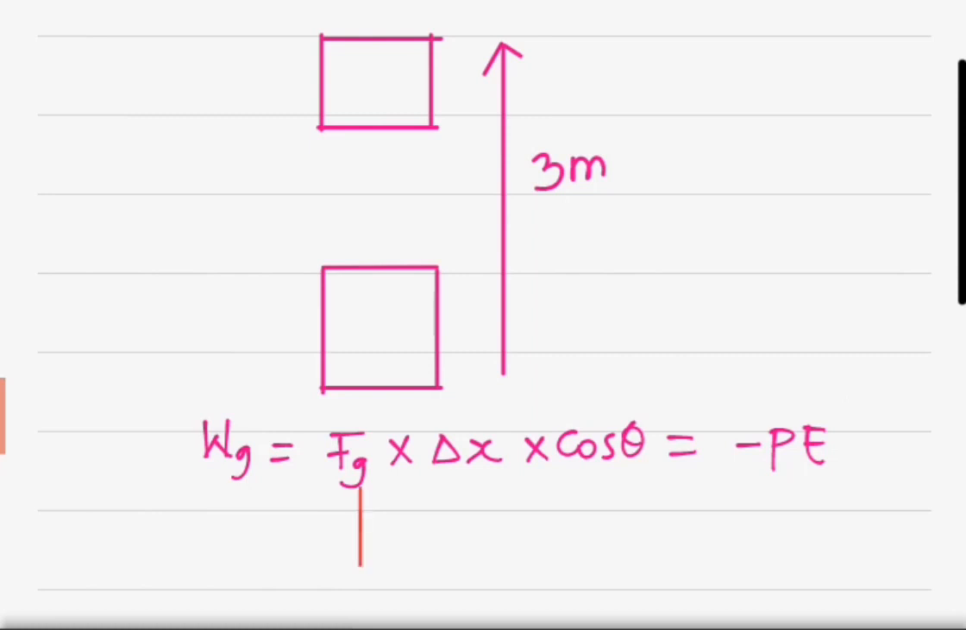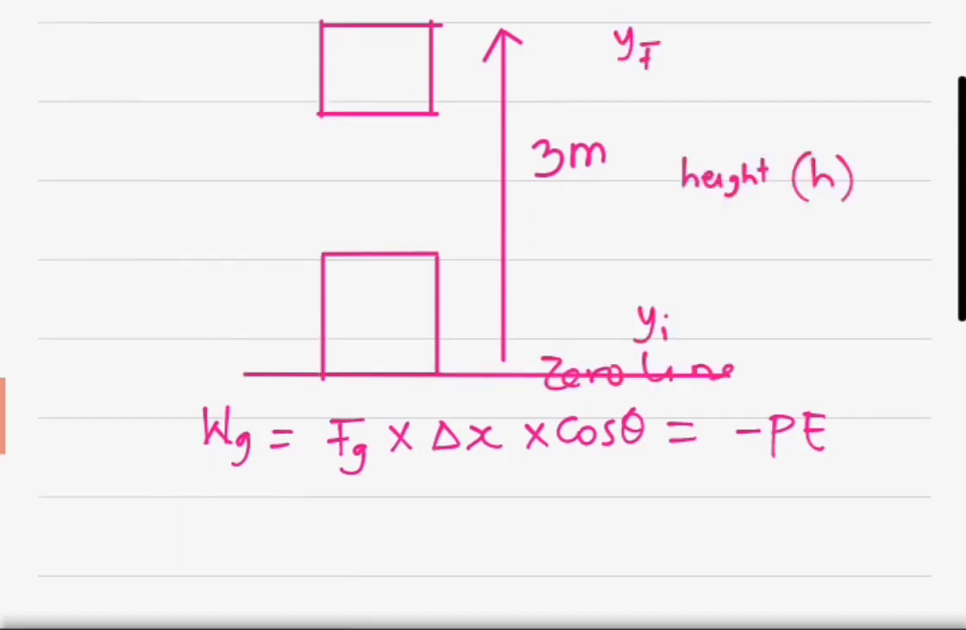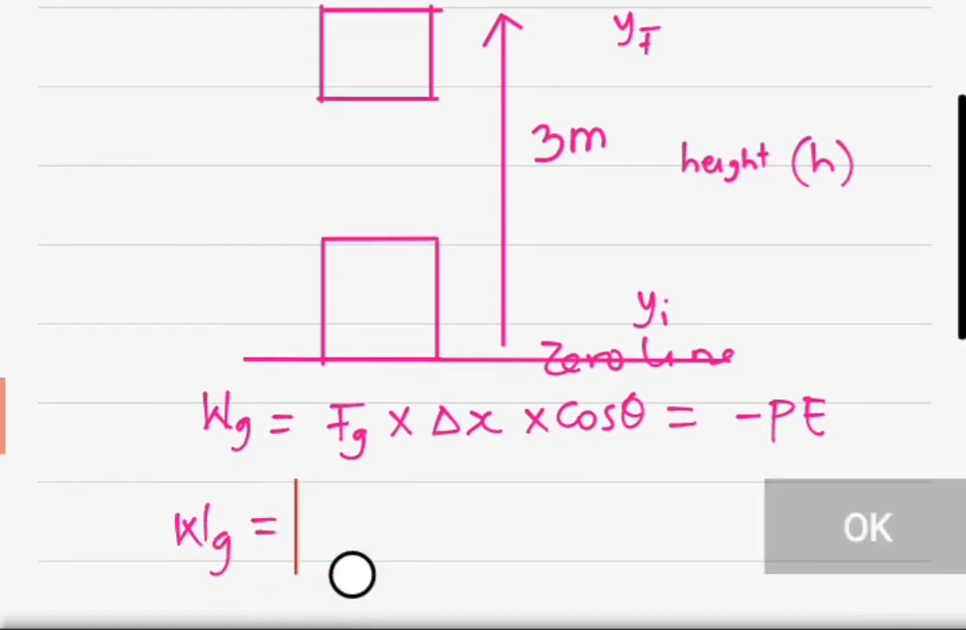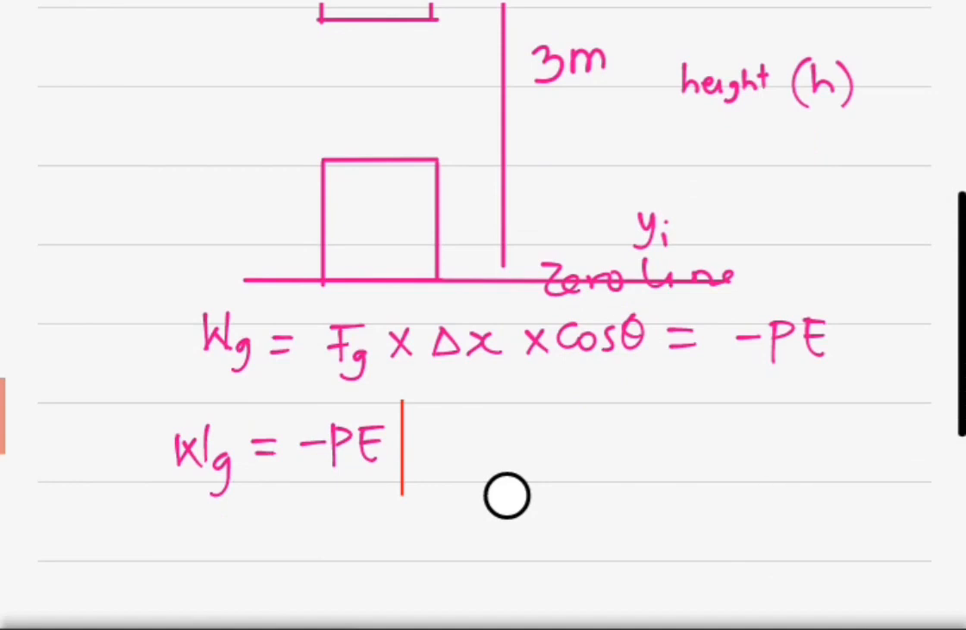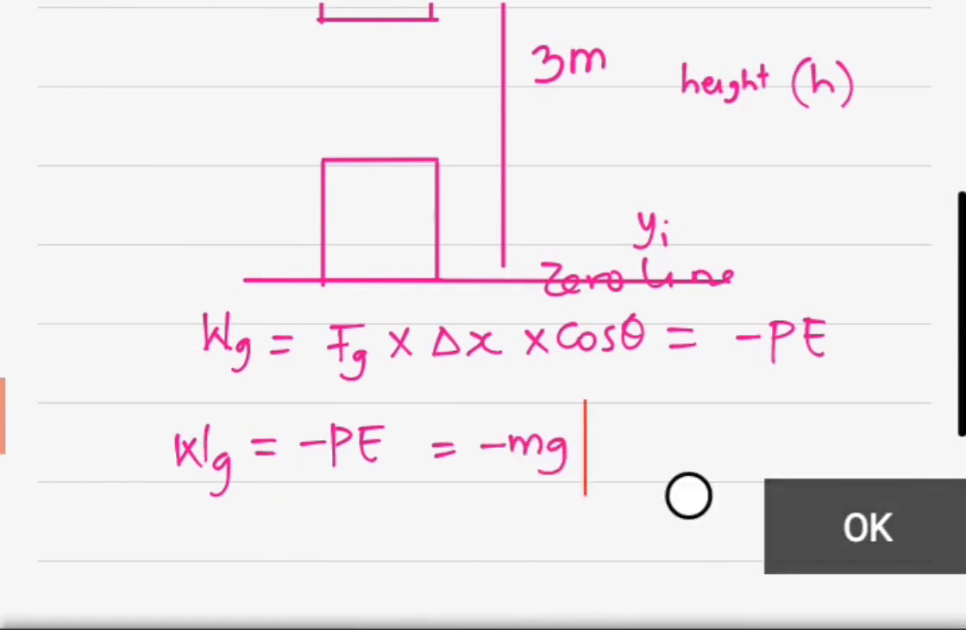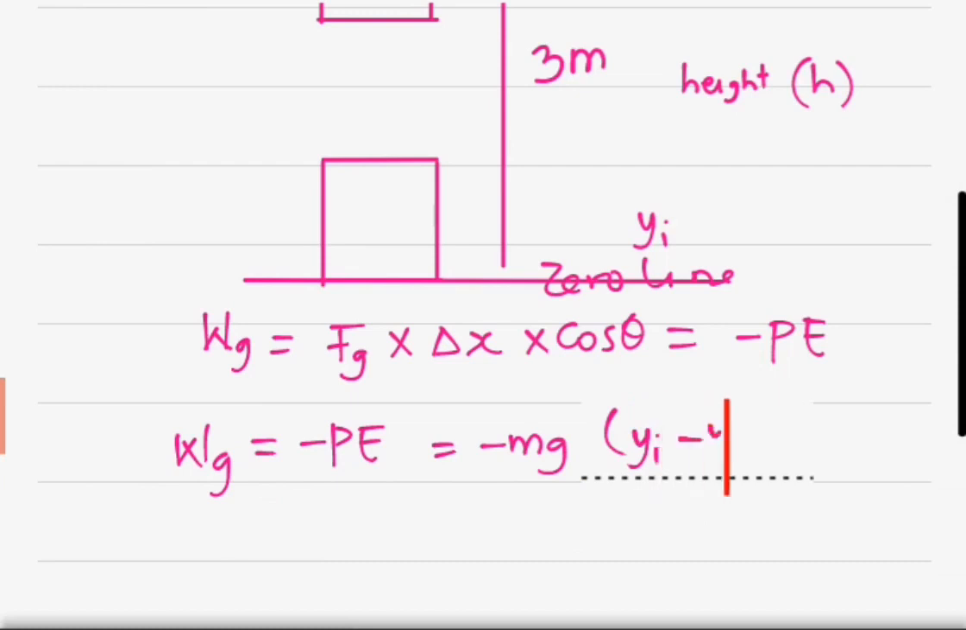So first, let us set up our zero line. We've set up our zero line to be below, which is the initial point before we lifted the box to that height, 3 meters. Now that we've set up our zero line, we can see that the work due to gravity is going to equal the negative of the potential energy. So that's going to be negative mg times y initial minus y final.